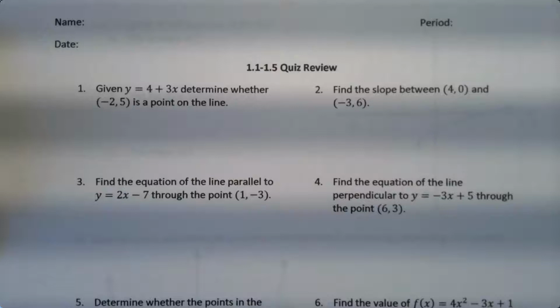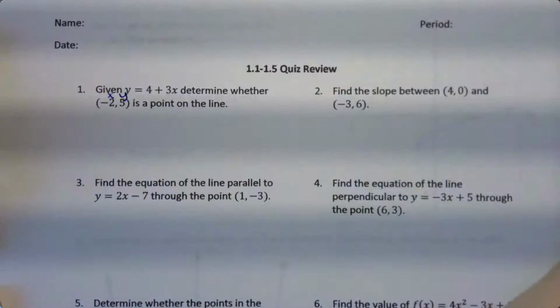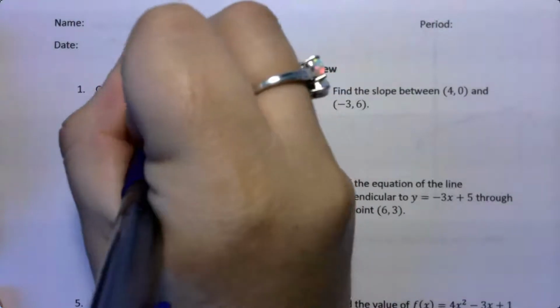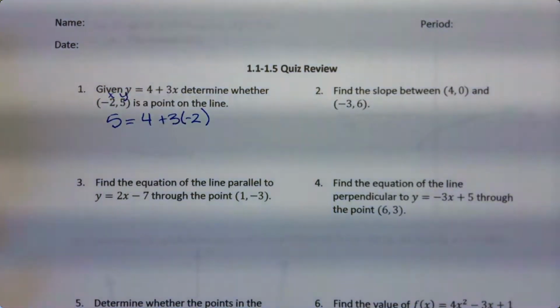Okay, so in this video I'm going to be going over the 1.1 to 1.5 quiz review. The first question is asking me to determine whether this point is on the line that they give me. Remember, whenever it gives me coordinate points, it always gives it to me in x, y form. So I want to plug those numbers in for x and y. I'm going to have 5 equals 4 plus 3 times negative 2. I just plugged in for x and y.